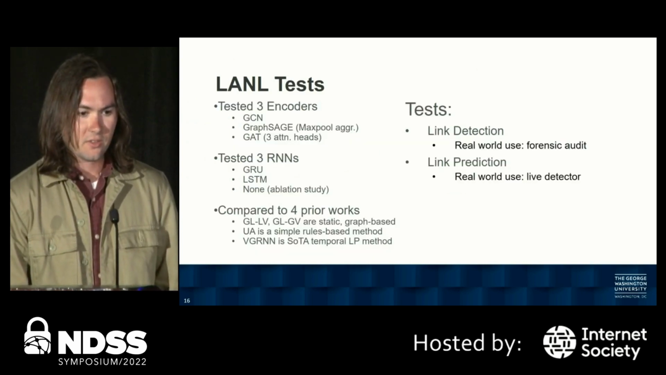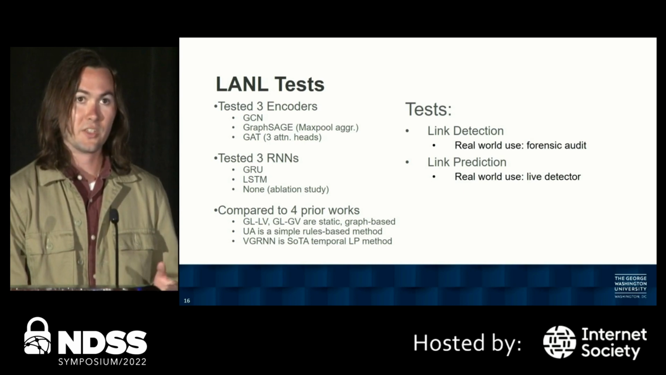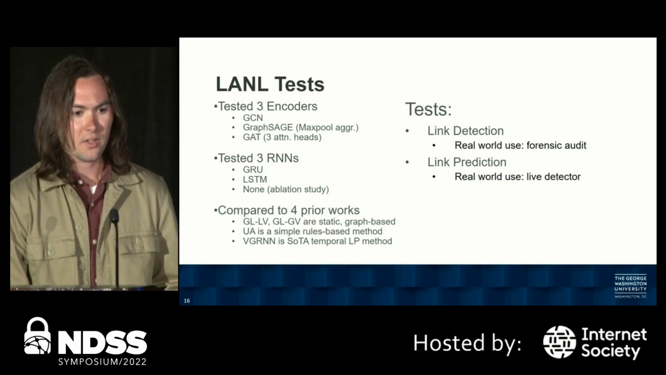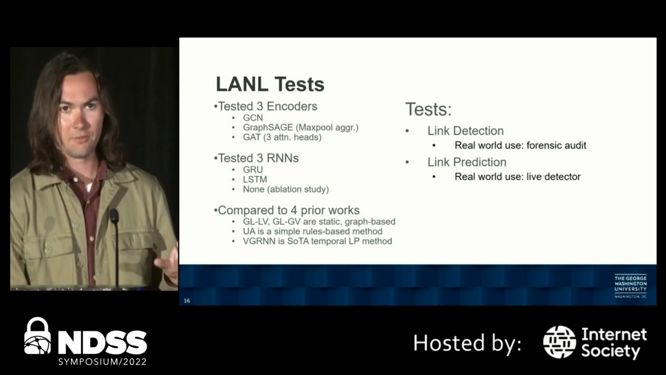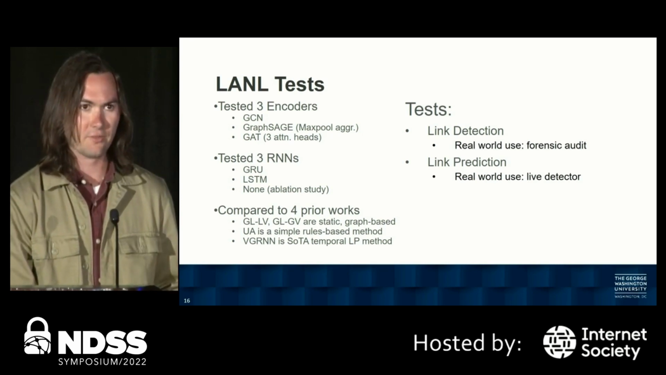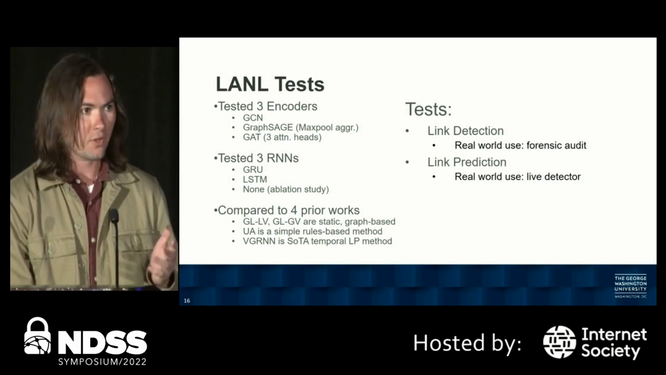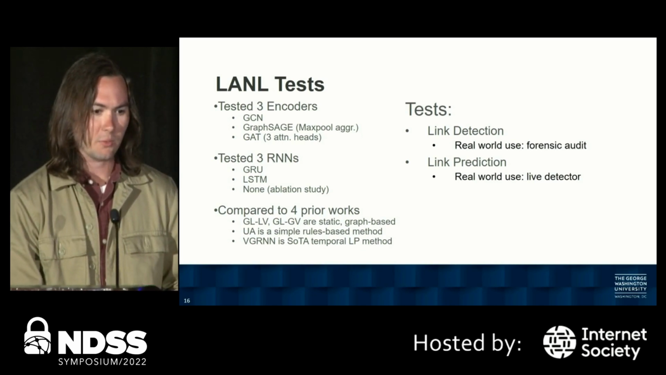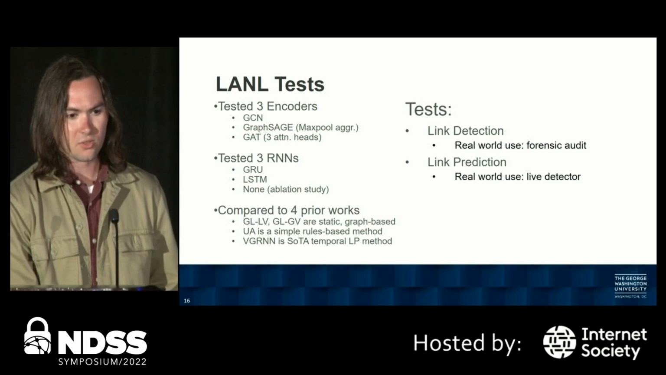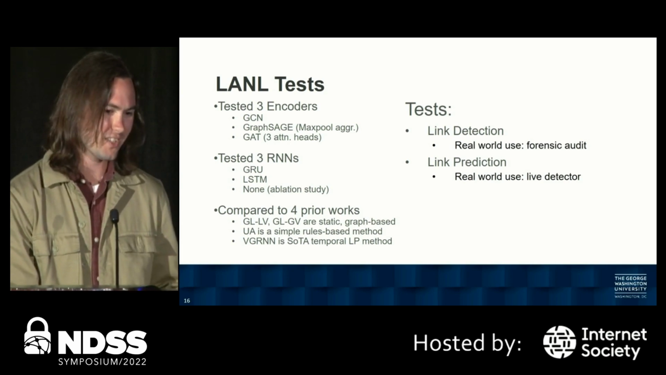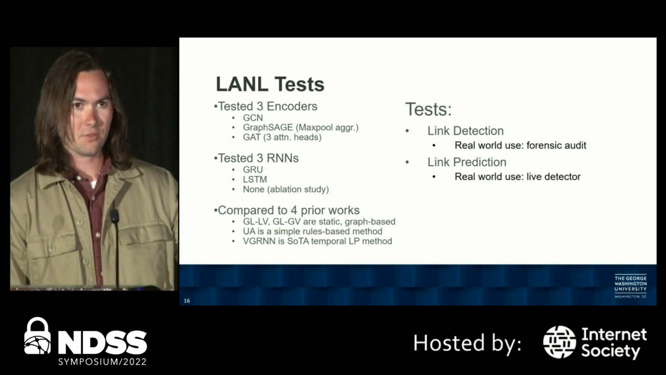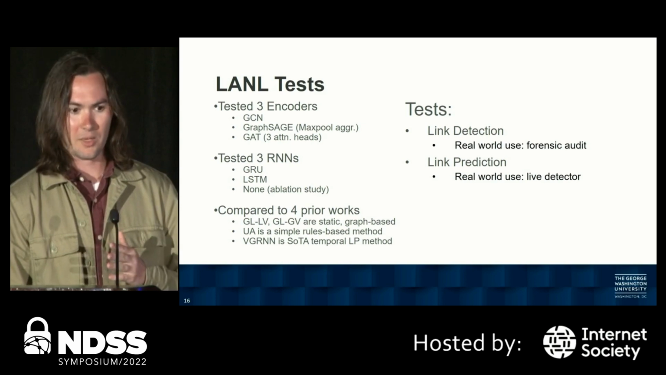And we conducted tests on 9 different configurations of Euler, as well as 4 prior works. We tested 3 different graph encoding modules. So we tested graph convolutional network, GraphSAGE, and graph attention network, which are all very commonly used graph neural networks. We tested 3 RNNs, or rather 2 RNNs, and as an ablation study, no RNN. So we tested GRUs, LSTMs, and none, which was just taking the output of each graph neural network and using that as the embedding without looking at time whatsoever.